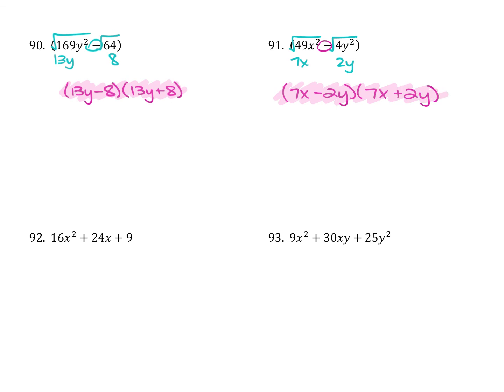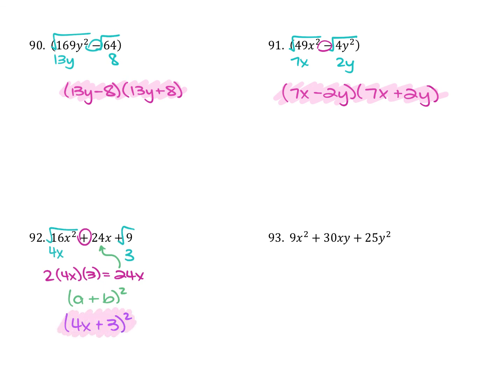For 92, you have 16x squared plus 24x plus 9. You can take the square root of that 16x squared, it's 4x. You can take the square root of that 9, it's 3. If you did a positive 2, because that 24 is positive, times 4x times 3, it gives you the positive 24x, which is your middle term. So use the formula a plus b to the second power. We said your a is the square root of 16x squared, which is 4x, plus your b, which is the square root of 9, is 3, gives us 4x plus 3 raised to the second power.